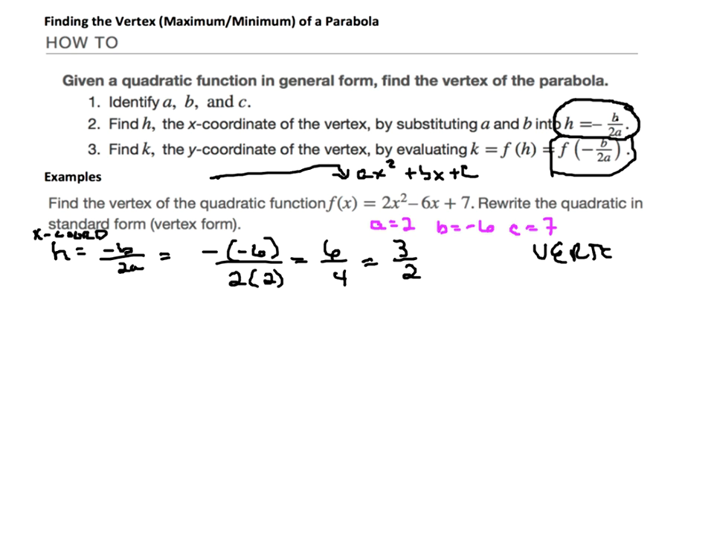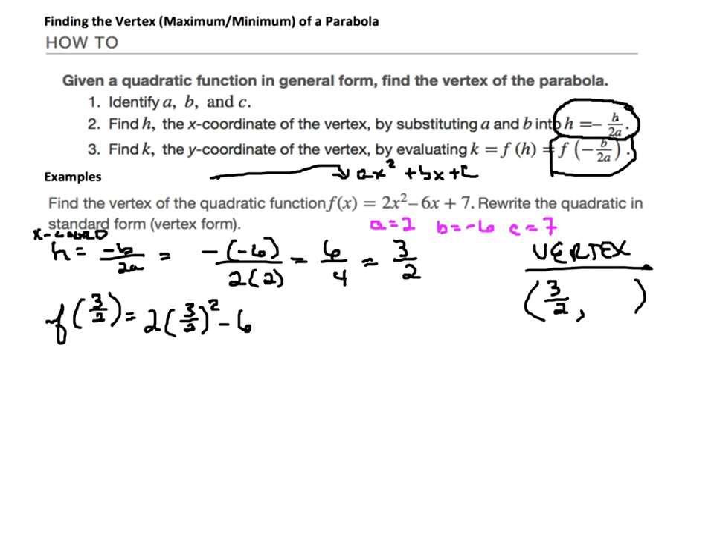All right. So far, here's what we know. Our vertex has an x-coordinate of 3/2. Now to find our y-coordinate or our f of x-coordinate, we just plug it in and see what we get out. So f of 3/2 is equal to 2 times 3/2 squared. Oh my goodness, students are going to have to work with fractions. Oh, however will they survive? 3/2 squared, square the top, square the bottom. That's 9/4.